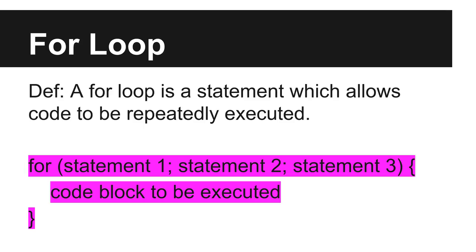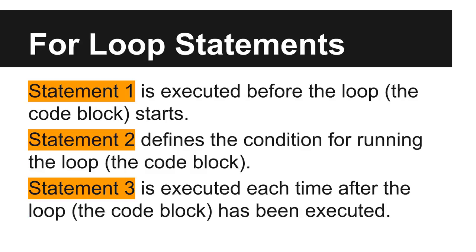So, starting with the for loop, what is the for loop? A for loop is a statement which allows code to be repeatedly executed, as I said. And in front of you, in pink, you can see its syntax. First, you write the for keyword, then parentheses. Inside the parentheses, you must write three statements separated by semicolons. I will explain them in a bit. Next, you must write the usual curly braces, and inside the curly braces, the code you want to be repeatedly executed.